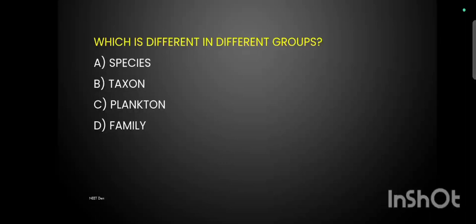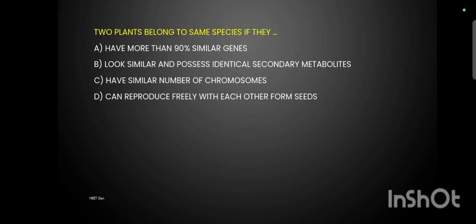Question: Which is different in different groups? A, species. B, taxon. C, plankton. D, family. Answer is B, taxon. Question: Two plants belong to the same species if they, option A, have more than 90% similar genes, option B, look similar and possess identical secondary metabolites, option C, have a similar number of chromosomes, option D, can reproduce freely with each other and form seeds. So the answer is D.